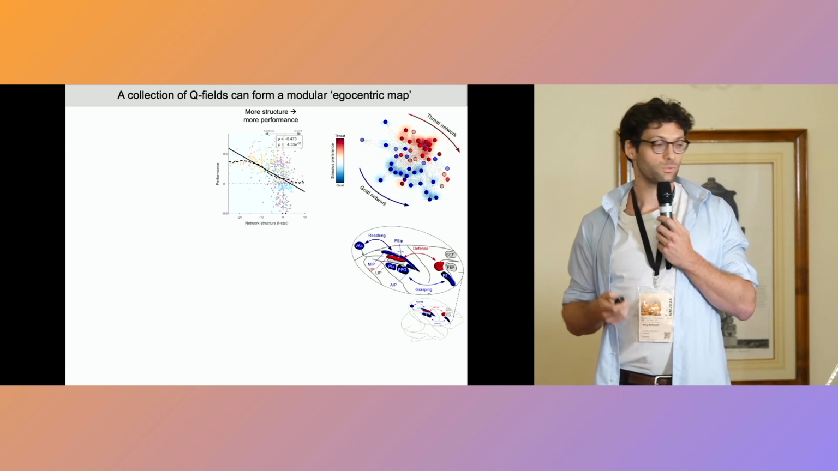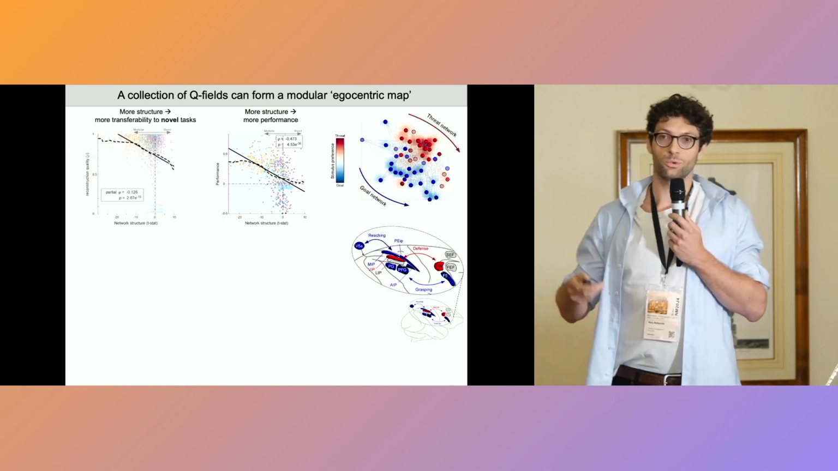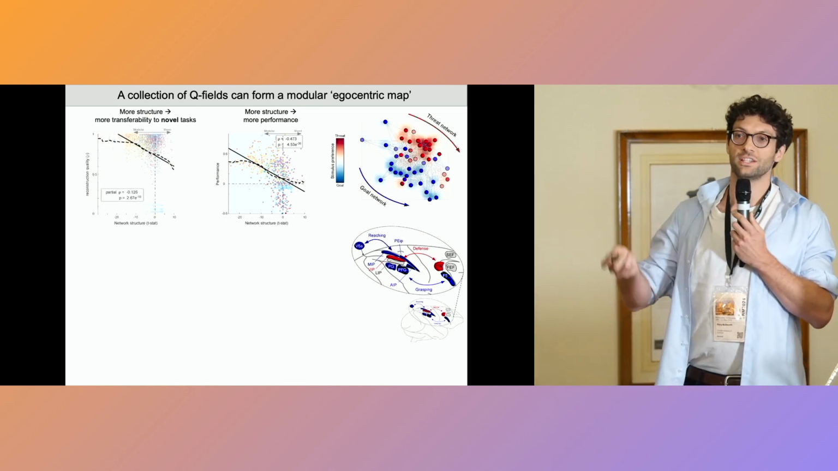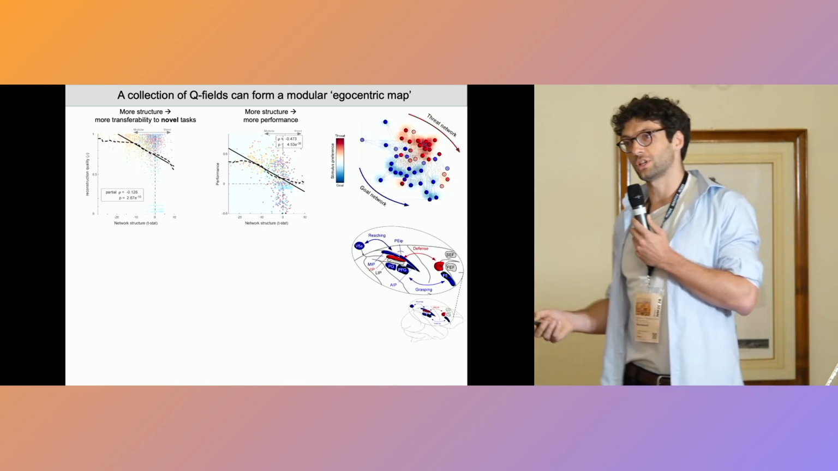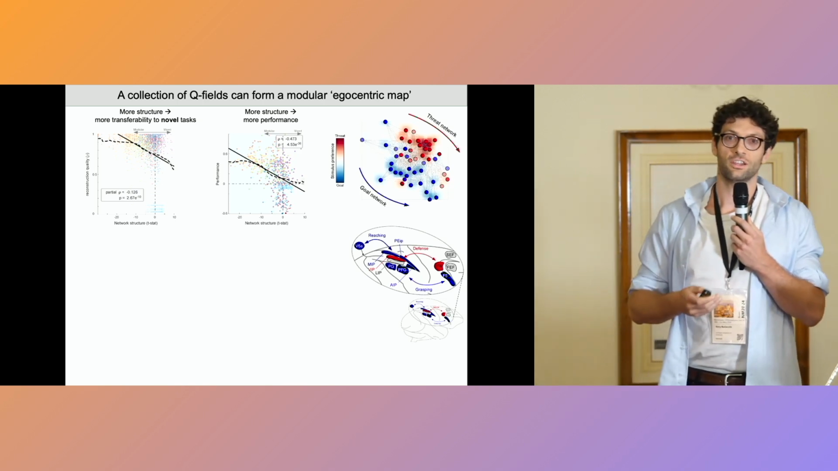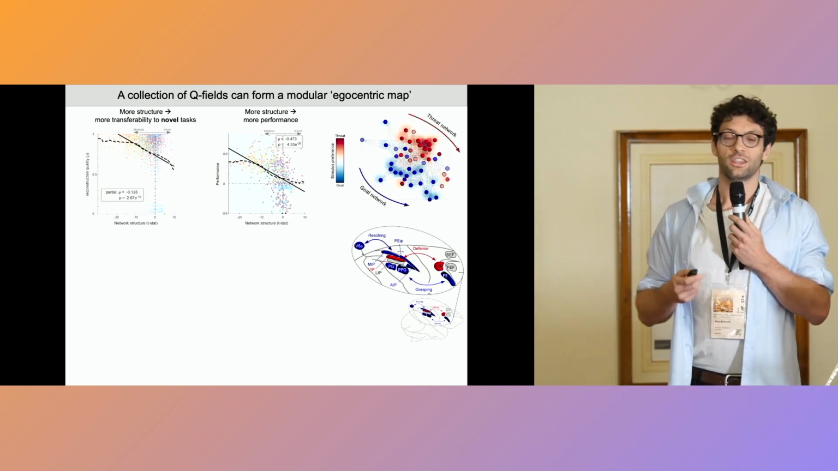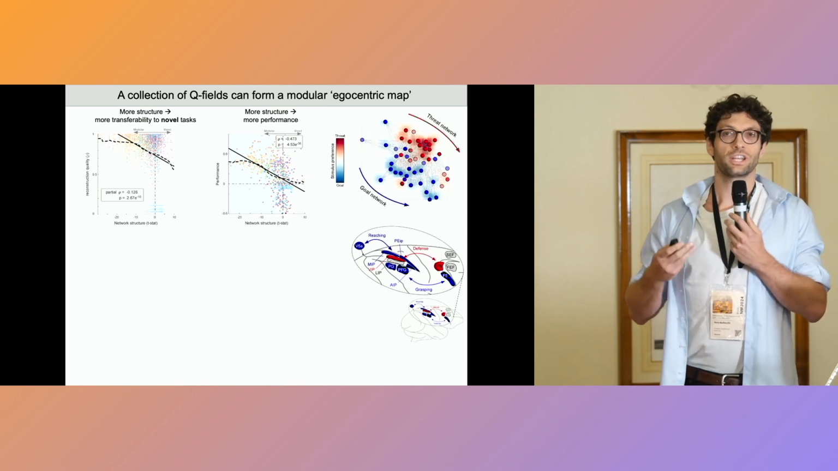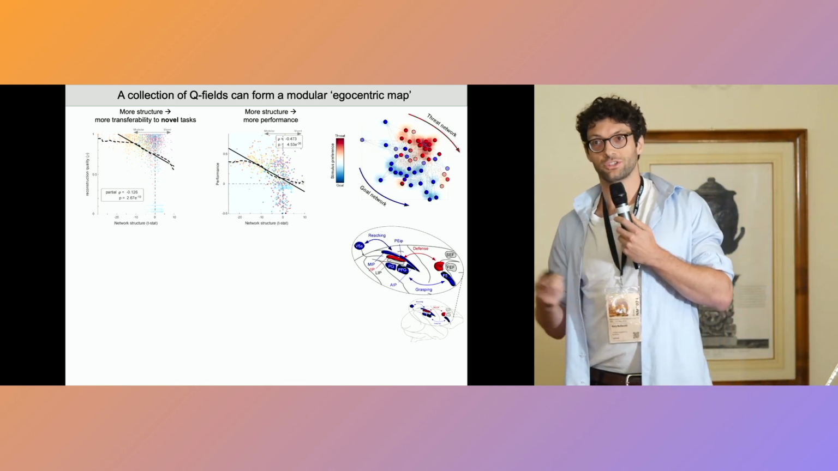Again, you might expect this. What we found a bit more interesting was that the more modular networks tended also to be more easily adaptable to entirely novel tasks. And this suggests that the more modular a network was, the more it is like a map of the environment that you can use effectively.